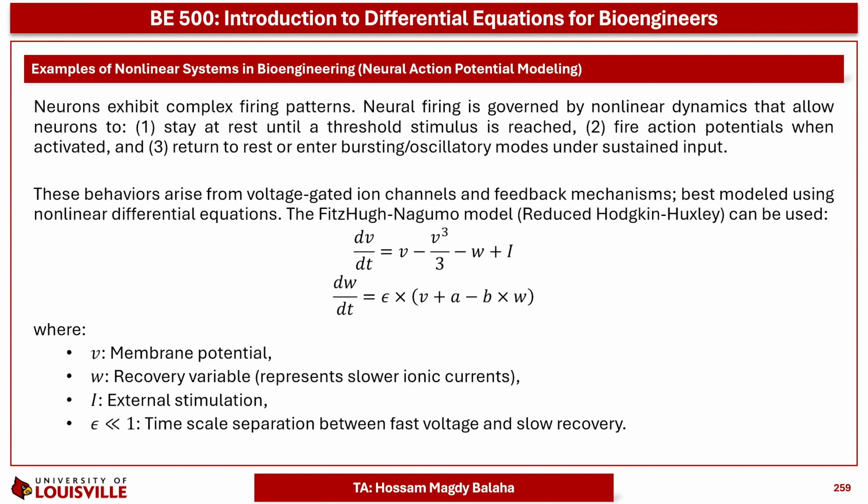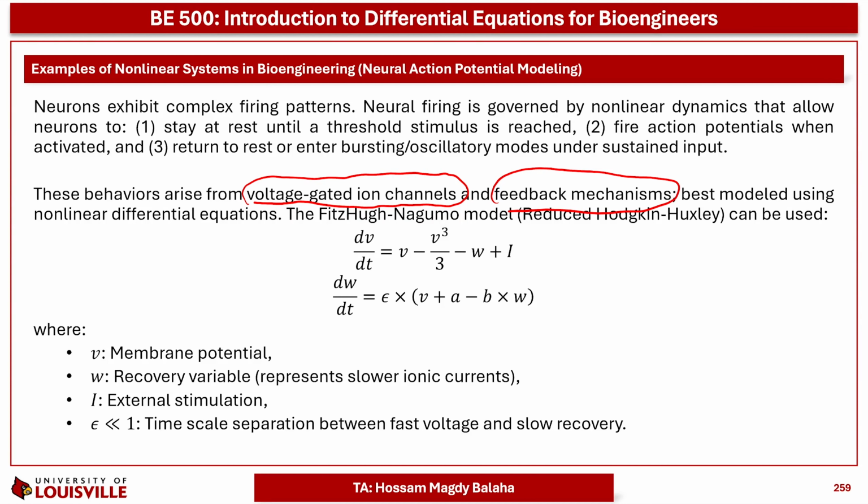It's because some neurons stay at rest until a threshold stimulus is reached, and fire action potentials when activated, and return again to the rest state or enter oscillatory modes under sustained input. So we have different phases for the neuron firing, and this behavior arises from the voltage-gated ion channels and feedback mechanisms, if we are looking from the anatomy point of view.